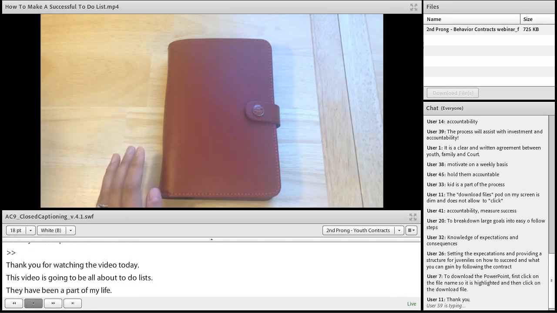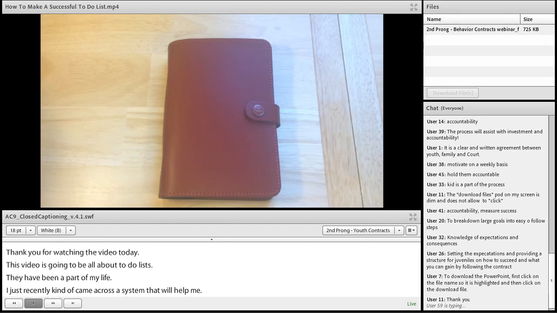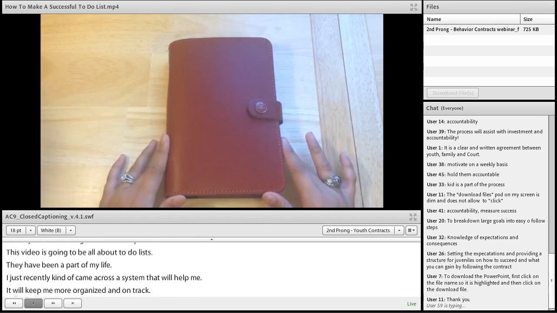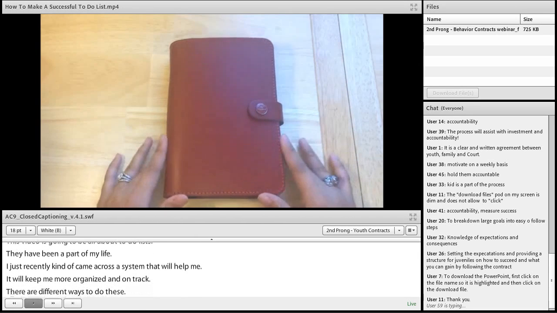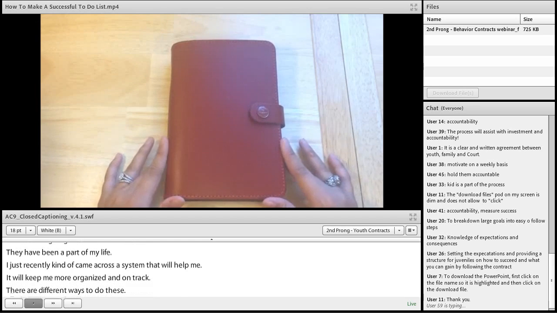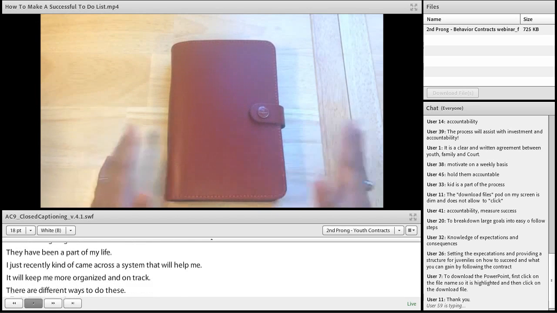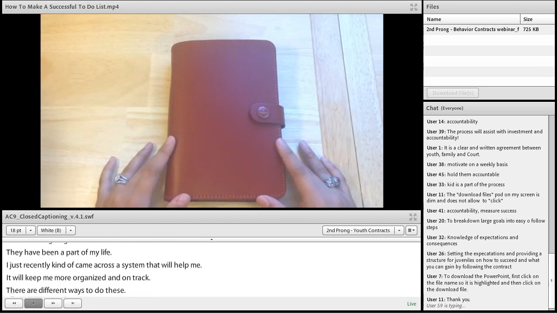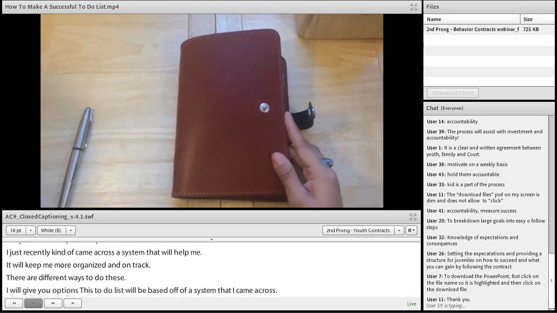There are different ways to do your to-do list, so I'm going to give you a few options, but this to-do list is going to be based off of a system that I came across. Like I said, I adapted it to my own needs, and I hope you find it interesting. So first, let's talk about where you could put your to-do list.